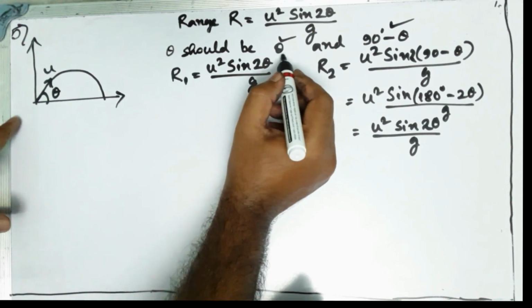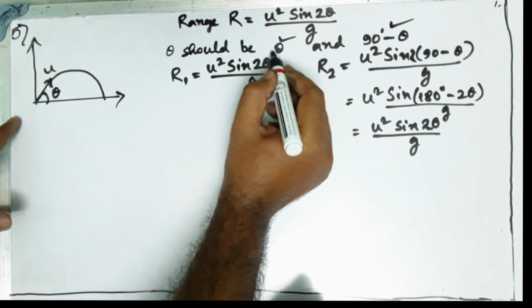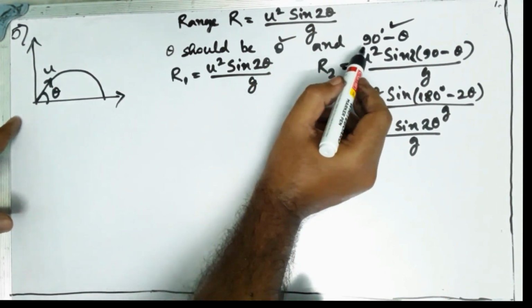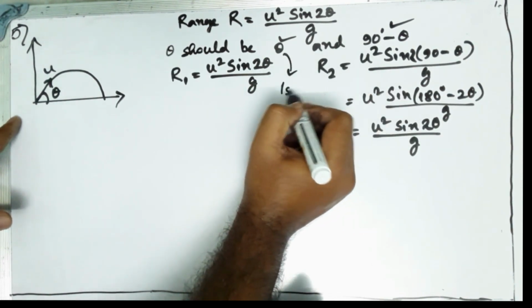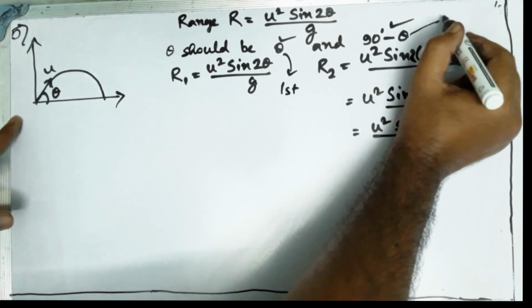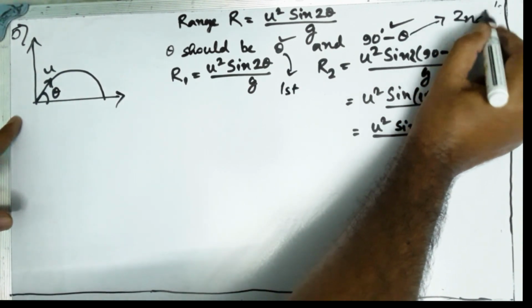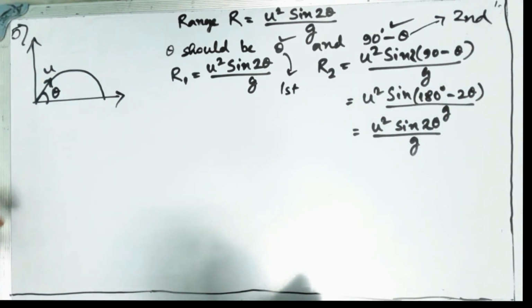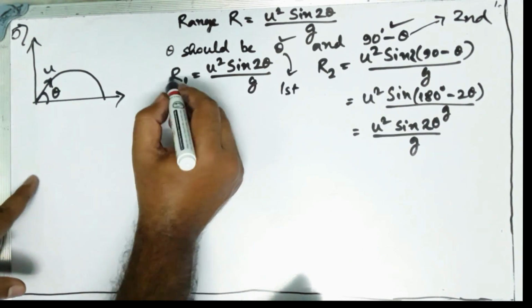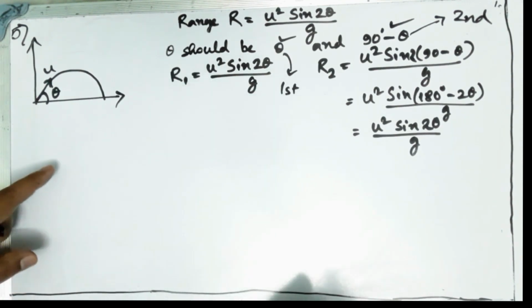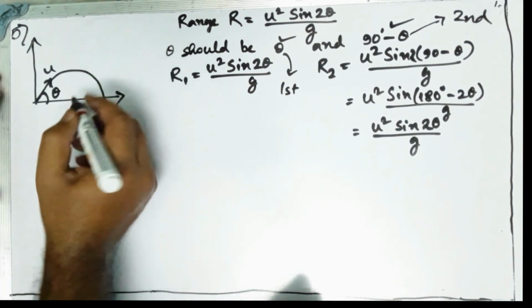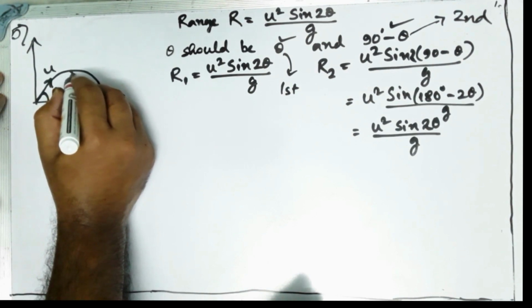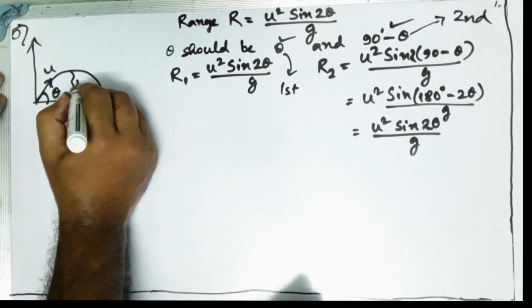So we assume that for the first projectile the angle is theta, and for the second projectile the angle is 90 degree minus theta. Now let's calculate the maximum heights reached by these two projectiles.